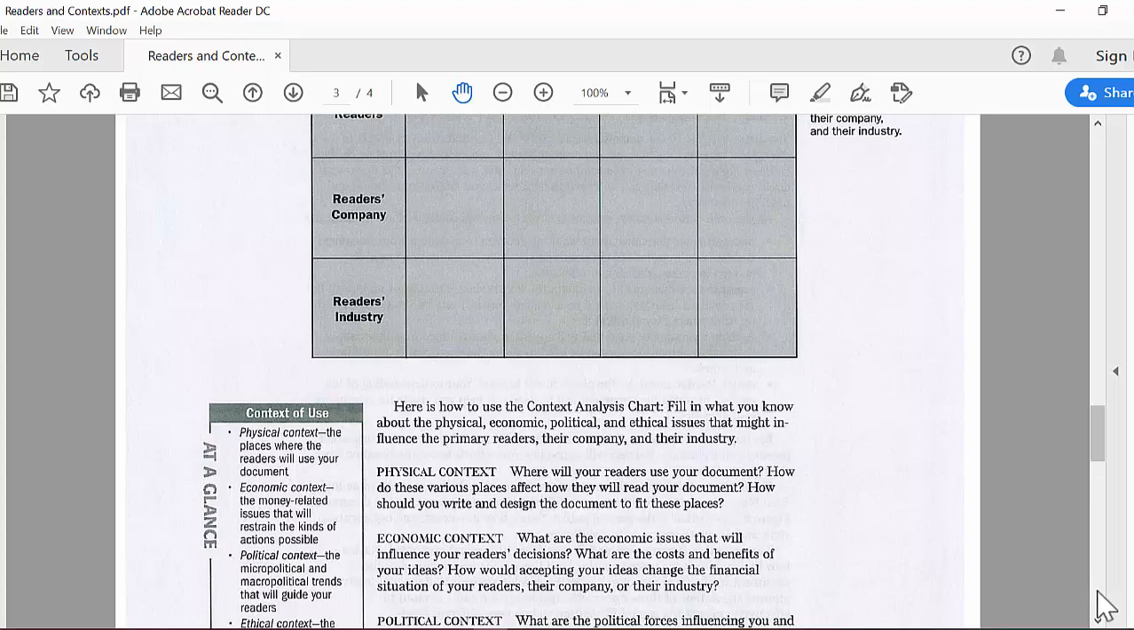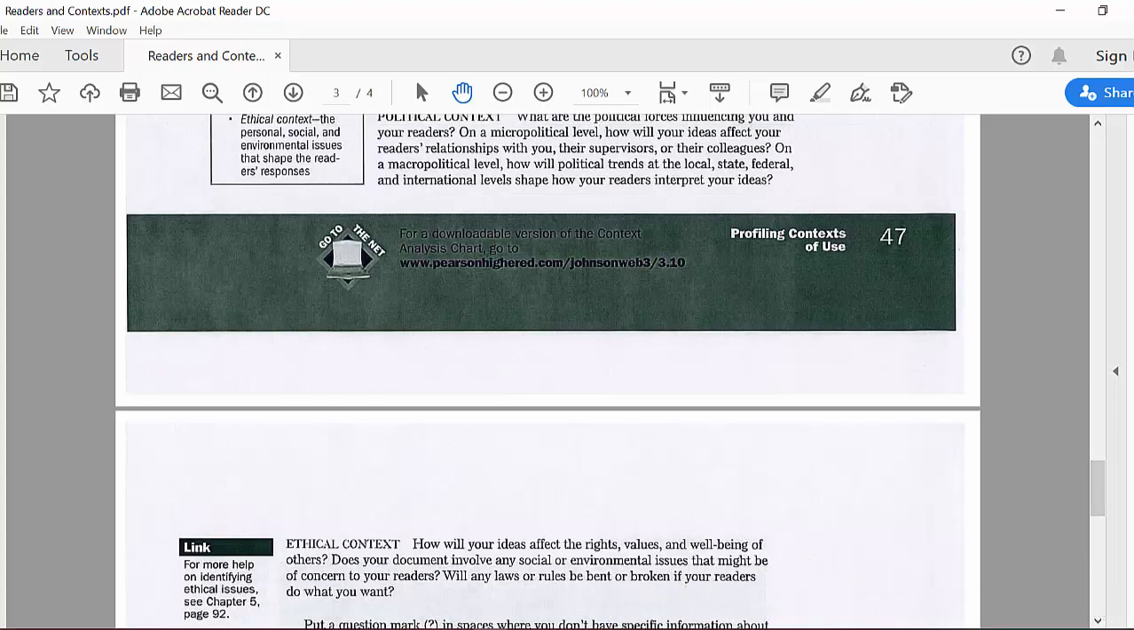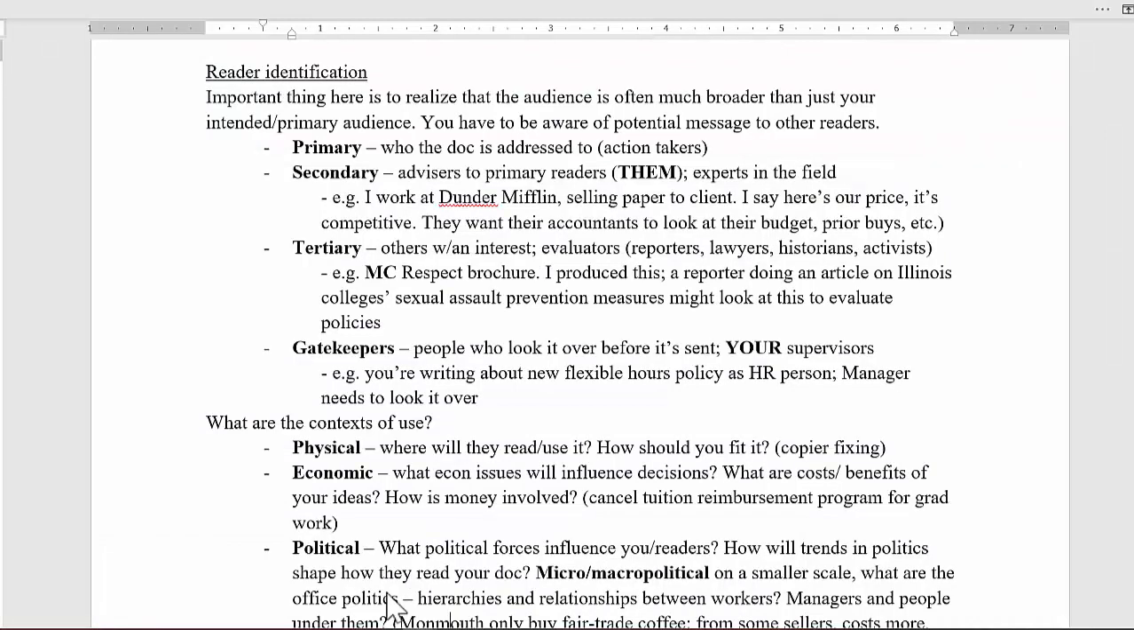So I'm going to quickly go through some of this information, and then you've got some work to do on your own. To start with, readers. Identifying your readers. You need to know who your audience is when you're going to write something. That's the most important thing you should think about as you begin to write the document.